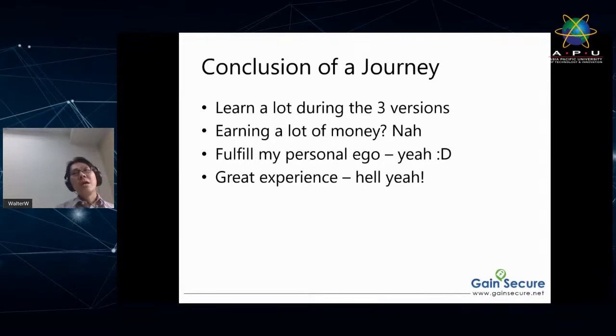They're working in some of the big studios available in Malaysia today. And if you ask me, did I earn a lot of money from game development? I wouldn't say much, right? I would say, okay, we earned some money, but not a lot. My other business, which builds software, earned more money for myself and the company than building games. If you ask me whether I fulfilled my personal ego, I definitely say yes.